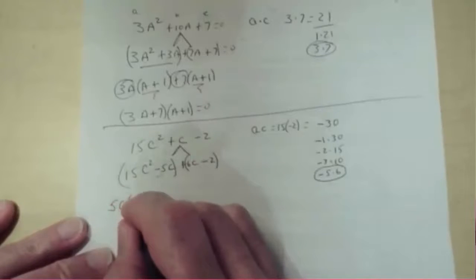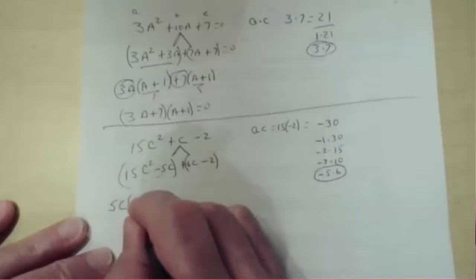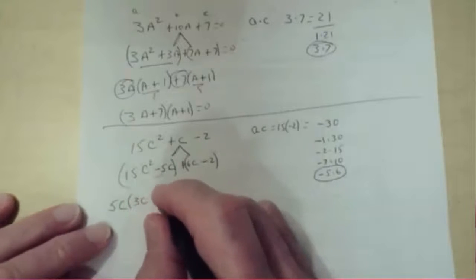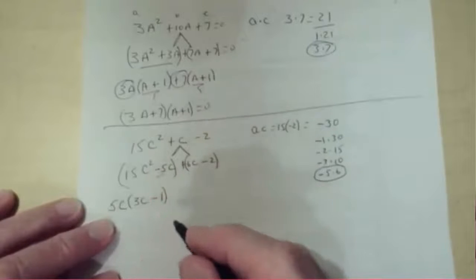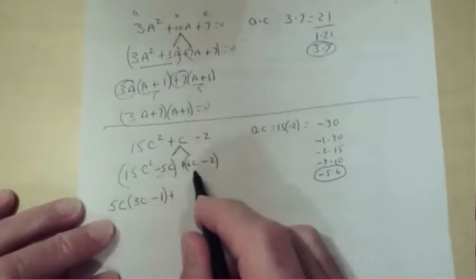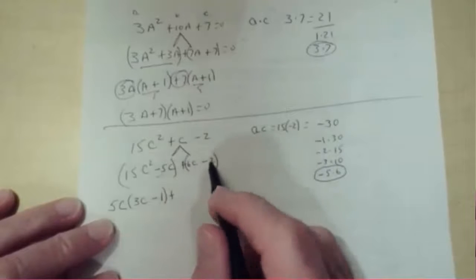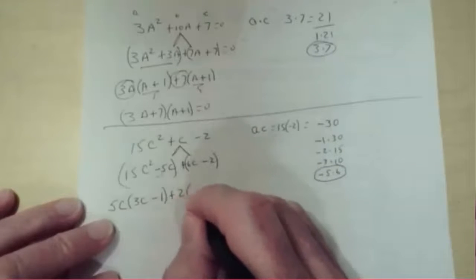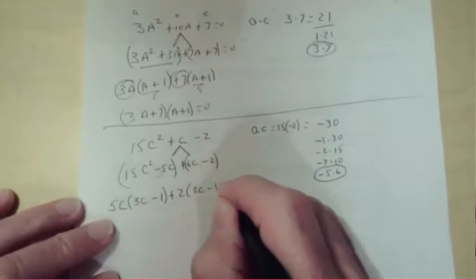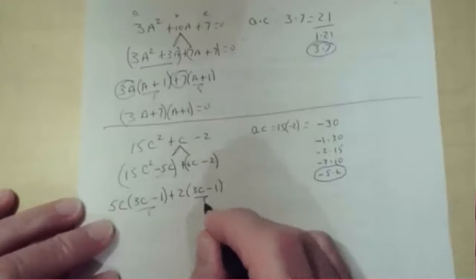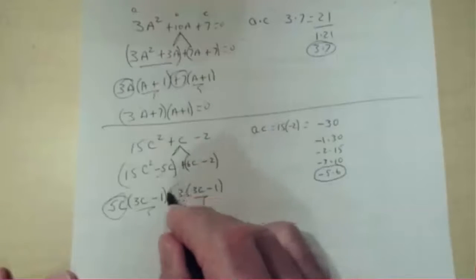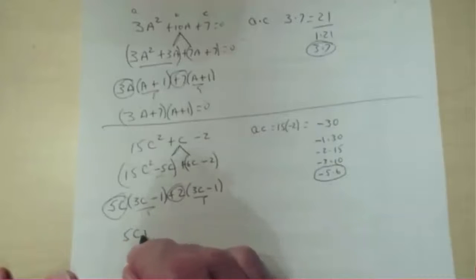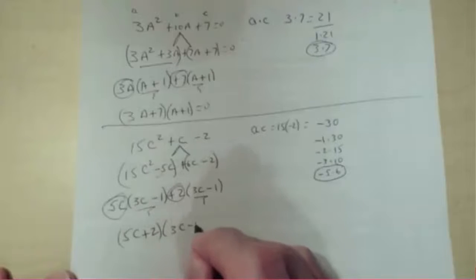So we get, what is that, 3c minus, now 5c times what is 5c? 1, right? Plus, and what can we factor out of these two? 2. Open 3c minus 1. These two are the same, so we're probably correct. Now 5c plus 2 times 3c minus 1, right?